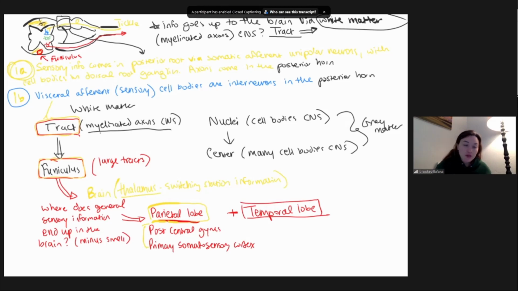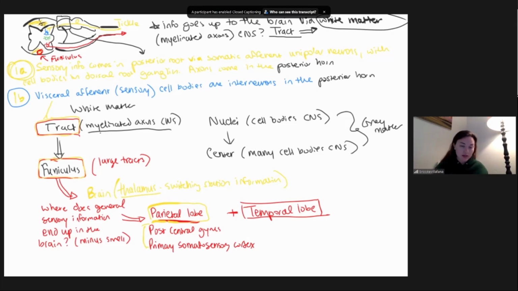And remember, it uses central white matter. It would merge into central white matter and projection tracts, but you're not really going to be tested on that. So the journey you want to know for the test is what I just drew for you. Tract becomes funiculus. Funiculus gets to the thalamus, which switches that information, sending it to the right spot on the primary somatosensory cortex. Okay, good. So we just covered sensory information.